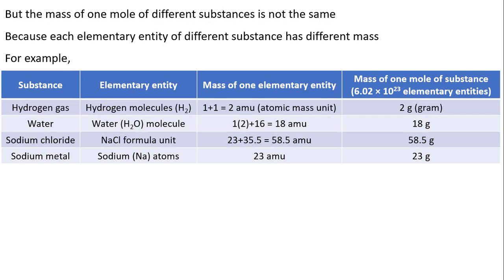If we talk about hydrogen gas, what's that? It's just a molecular substance. And when it's a molecular substance, what will be its elementary entity? Its elementary entity will be the hydrogen molecule. And what is going to be the mass of that hydrogen molecule? It's just 2 amu, one for each hydrogen atom.